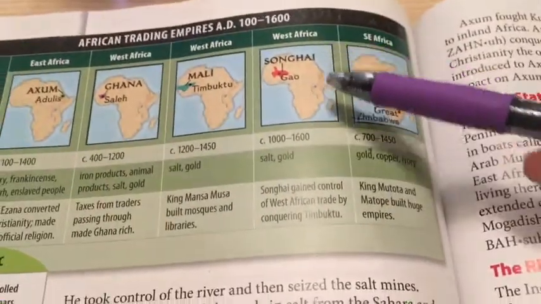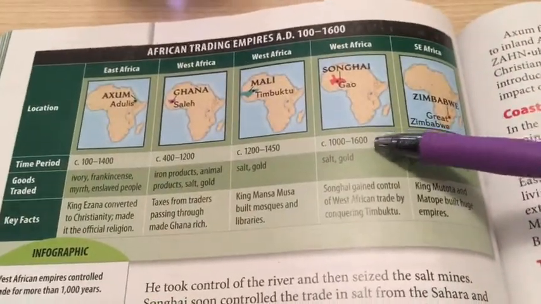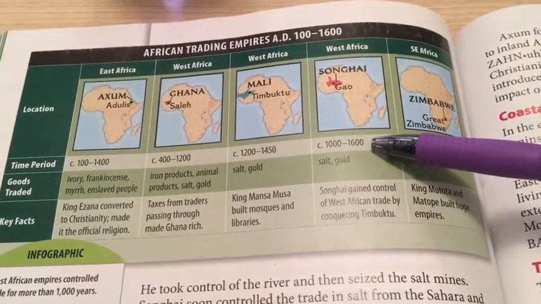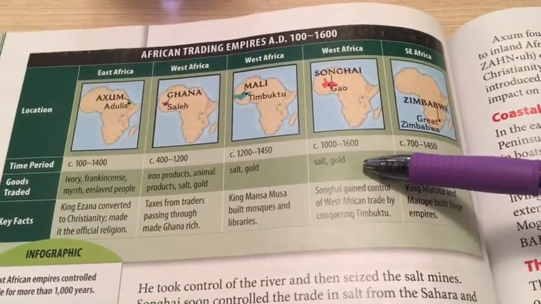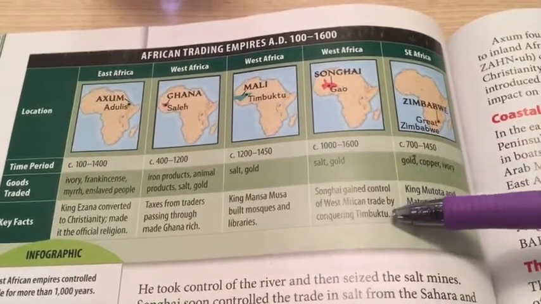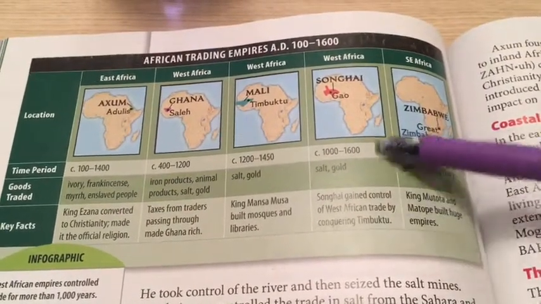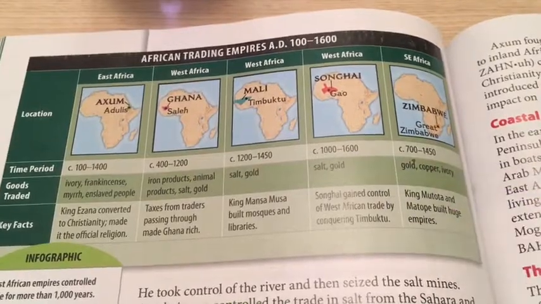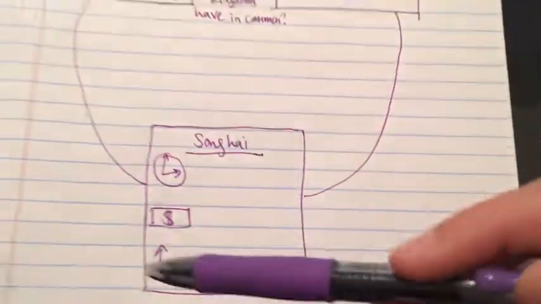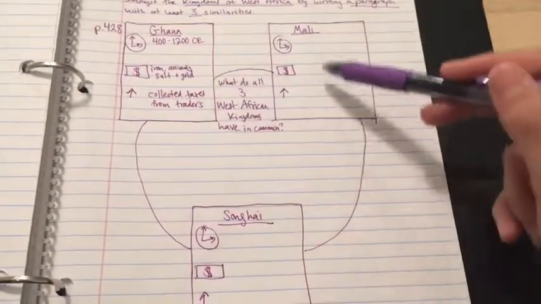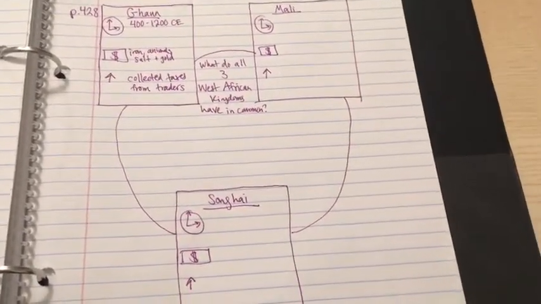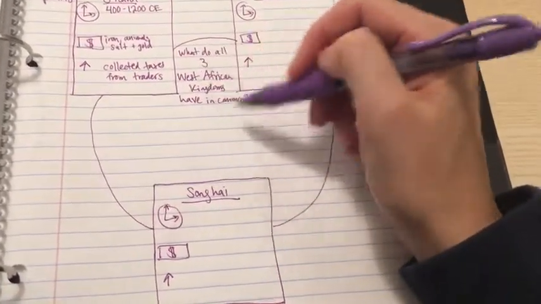Come back and tell me, when did Songhai Kingdom exist? What did they trade? And how else did they gain power? Now is a good time to pause the video to take notes on these items from your chart. When you have finished your notes about Songhai, that means that you've done all three of the West African kingdoms, and now you need to focus on this part in the middle.